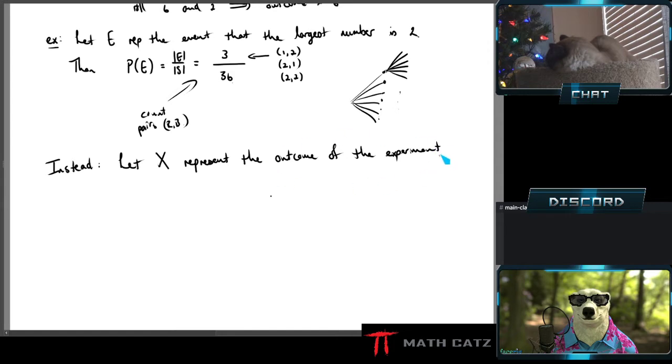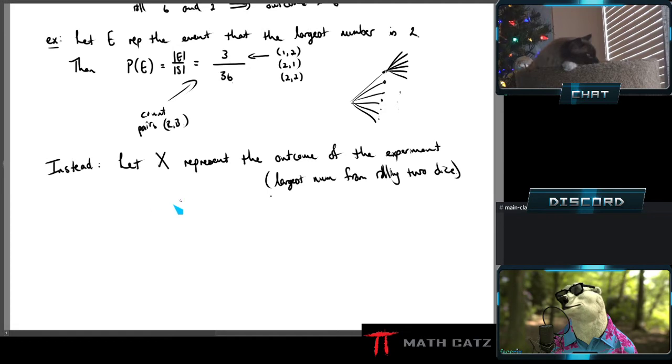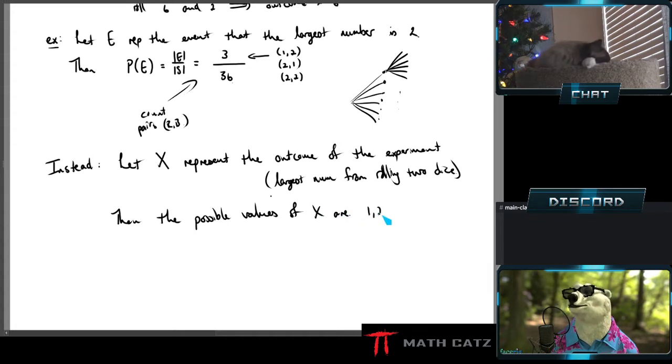Now, different experiment, different explanation. Of course, I have to put in the words here. In this case, the largest number from rolling 2 dice. But it's always the outcome of the experiment, even though the experiment could change. Then the possible values of x are 1, 2, 3, 4, 5, and 6.